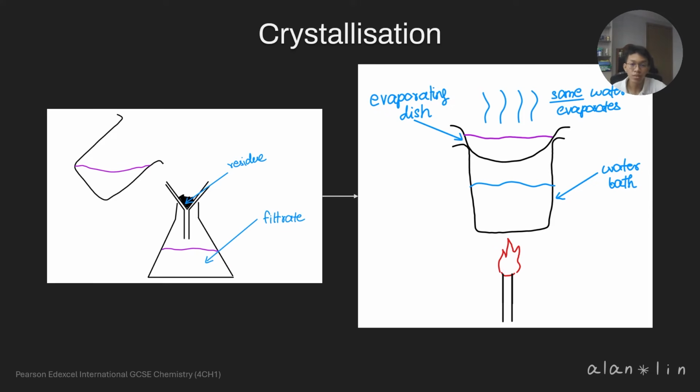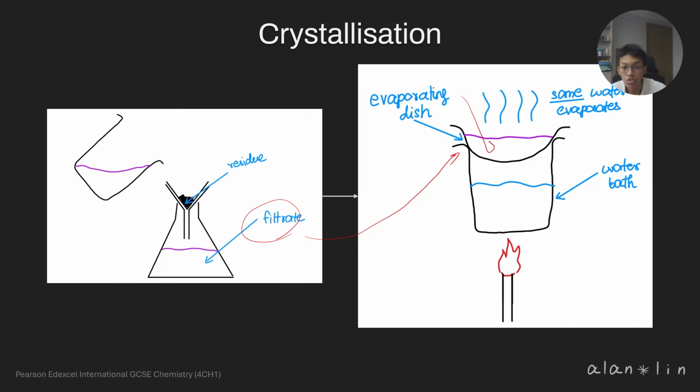But wherever we start with titration, or whether we mix the solid and the acid together, the next step of crystallization is going to be the same. So once we get the filtrate or the solution containing the salt, we are going to transfer that into an evaporating dish. And we're going to be heating that evaporating dish using a water bath so that some of the water in the salt solution evaporates. And we have to do this heating until salt crystals start forming.